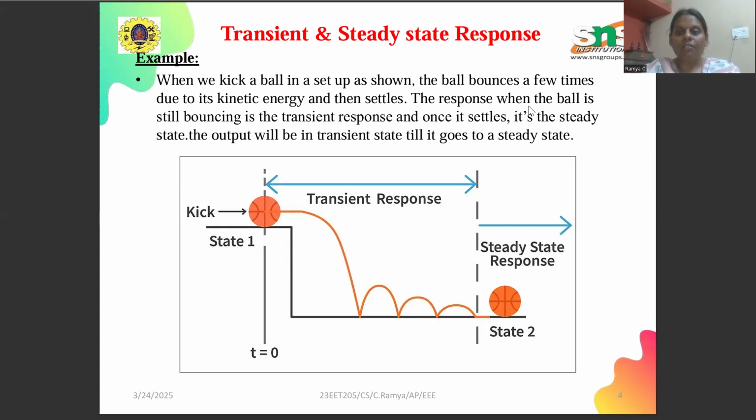The response when the ball is still bouncing is the transient response. That is, when the ball is bouncing, we name that response the transient response. Once the ball gets settled in state 2, in this place, we name it the steady state response. It is the steady state. The output will be in the transient state till it goes to the steady state. So we can expect the output in the transient state as well as the steady state value. But once the steady state is reached, the transient response will be 0.